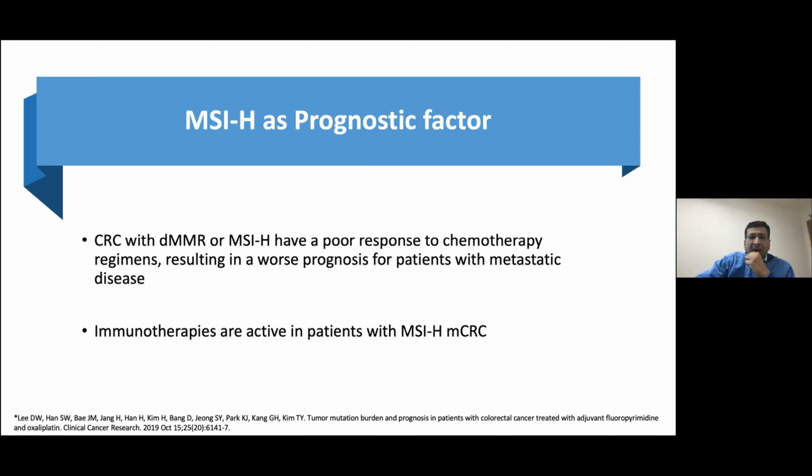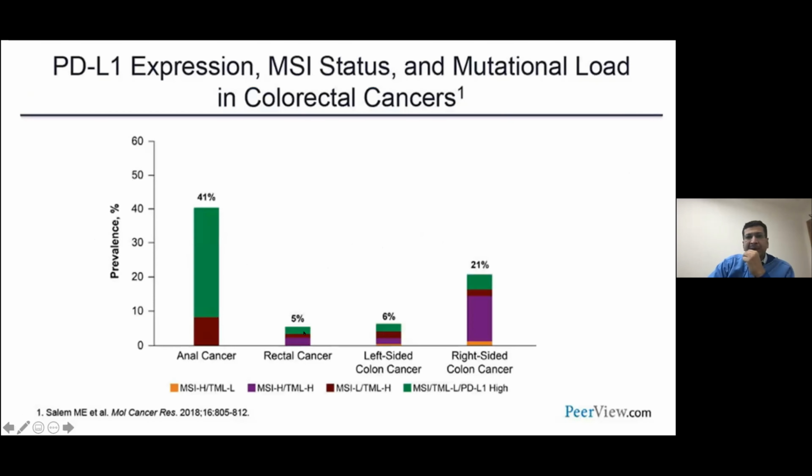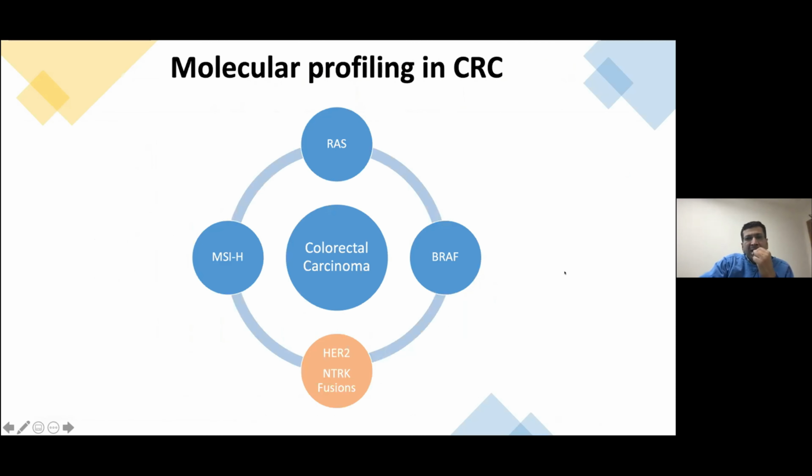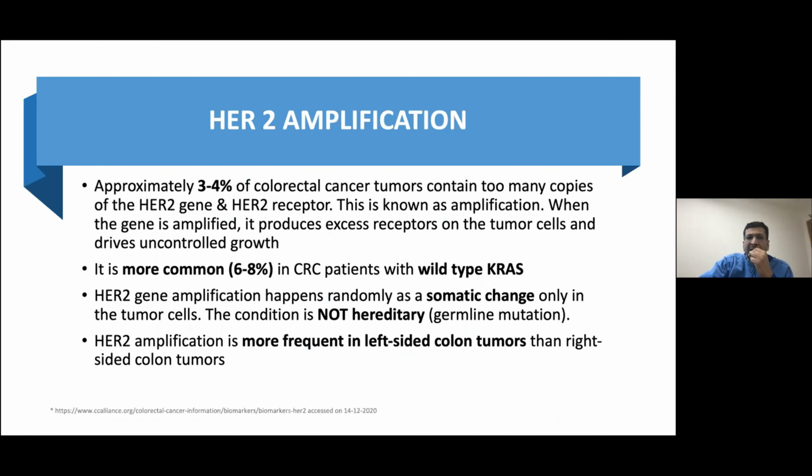MSI high tumors in colorectal cancer have a poor response to chemotherapy regimens, usually if given 5-FU alone, and a worse prognosis for patients with metastatic disease because repair mechanisms are deficient. But they open a scope for immune modulation. Another thing: even if the patient is MSI low, is there a possibility of the tumor having a high mutational burden, basically high neoantigens? Yes, there is a possibility. There are different subgroups. Other important emerging markers are HER2 and NTRK.